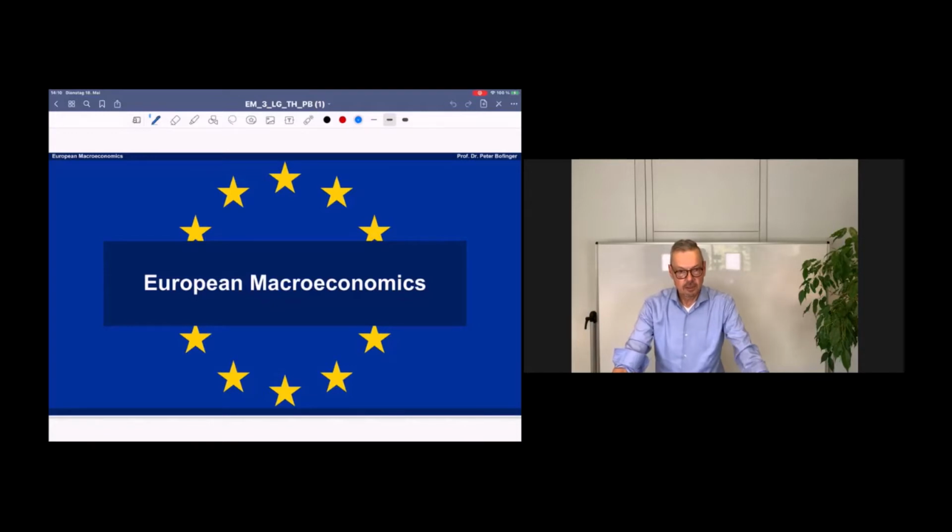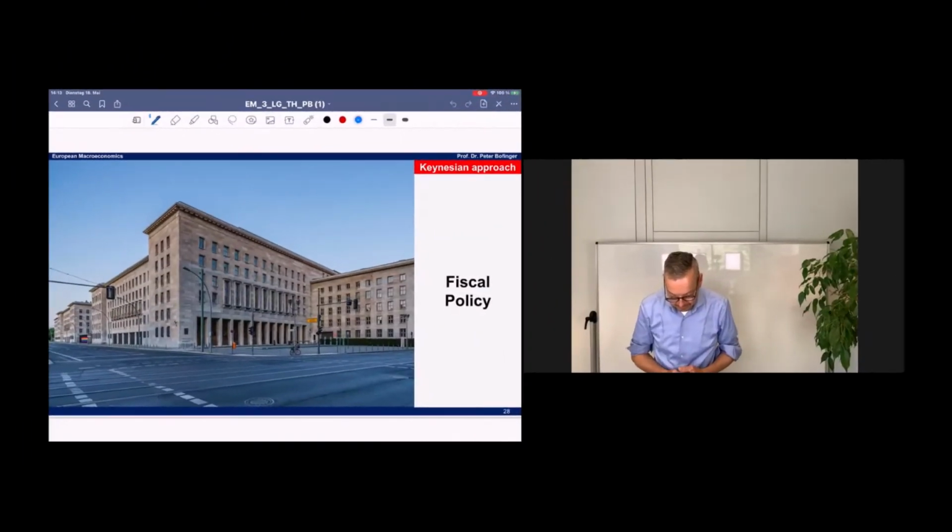Now let's have a look at this. This is a finance ministry, and if you go to Berlin, you can see it's quite impressive. It's a typical Nazi building style of the 1930s, and it was the Reichsluftwaffenministerium, Ministry for the Air Force, when it was built.